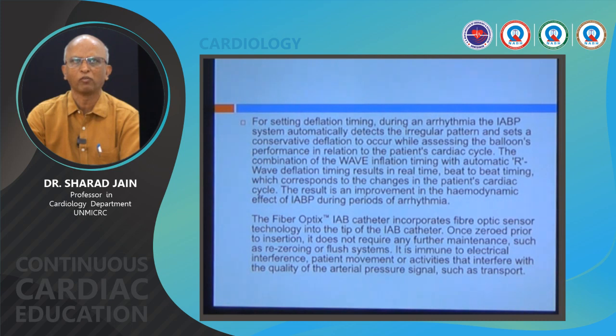The combination of wave inflation timing and automatic R wave deflation timing results in real-time beat-to-beat timing, which corresponds to the changes in the patient's cardiac cycle. The result is an improvement in the hemodynamic effects of IVP during periods of arrhythmia also. So, very proper detection of arrhythmia and setting of the IVP inflation and deflation according to the arrhythmia. The fiber optic IVP catheter incorporates fiber optic sensor technology into the tip of the catheter. Once zeroed prior to insertion, it does not require any further maintenance such as re-zeroing or a flush system. It is immune to electrical interference, patient movement, or activities that interfere with the quality of arterial pressure signals, such as transport.